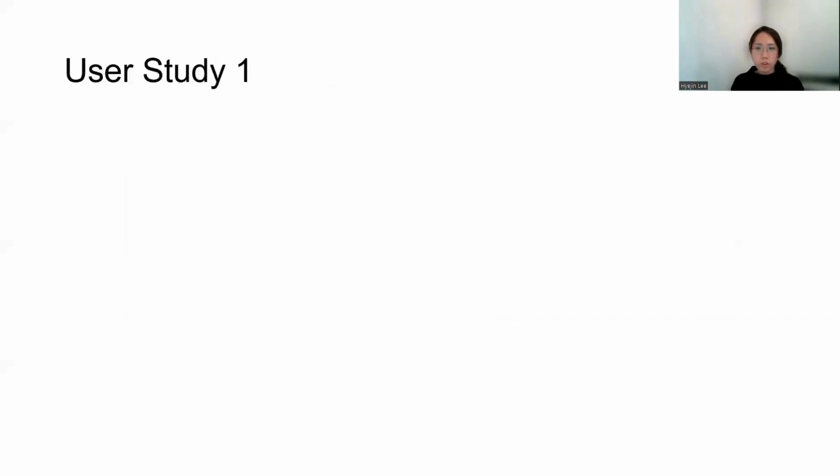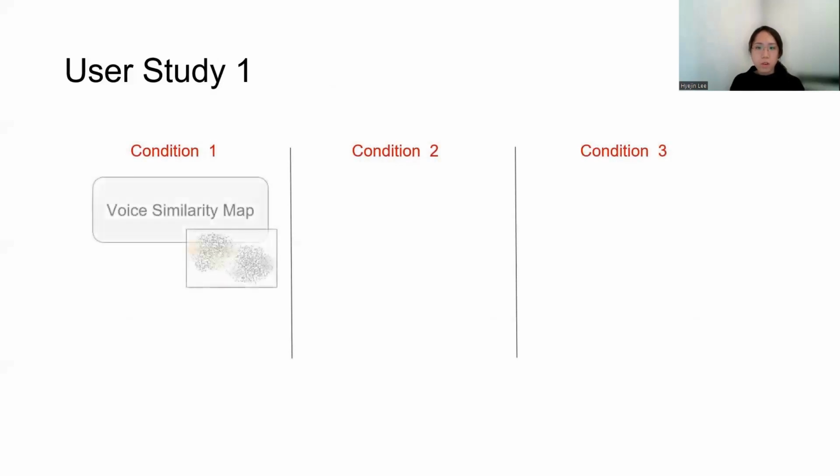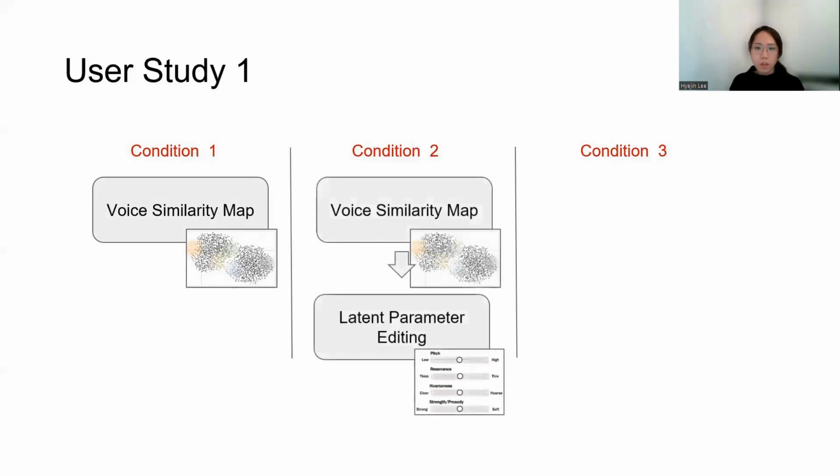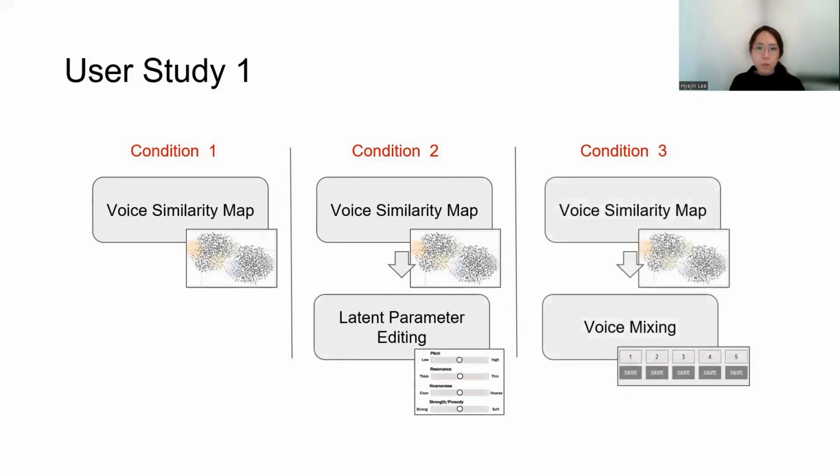We conducted two user studies. The first study took place remotely via video conference tool with 20 participants. Although our motivating use case is when we do not have any reference samples of the voice, for the purpose of the study, participants were given such samples of the target voices. They were asked to generate the closest voice to their target voice in three different conditions. In the first condition, they only selected the closest voice to their match from the voice map. In the second condition, they selected the closest voice and manipulated its latent parameters. In the third condition, they selected two closest voices from the map and mixed them.